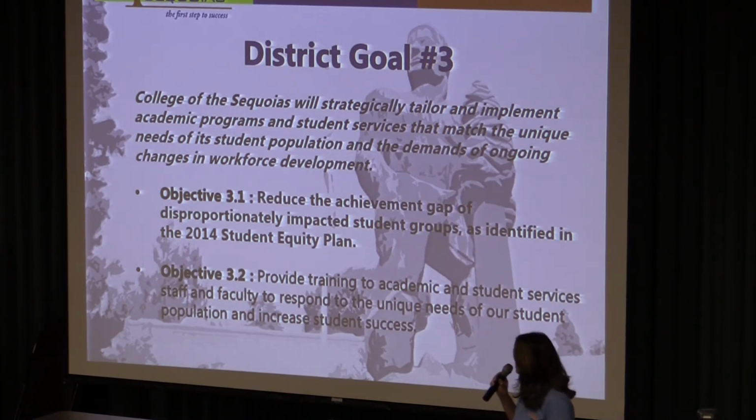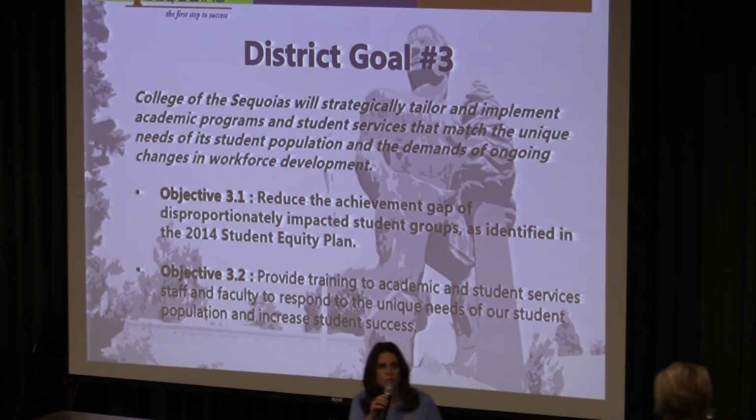So those are our recommended objectives for district goal number 3, and Jonna Shingle is going to talk to you about the actions.